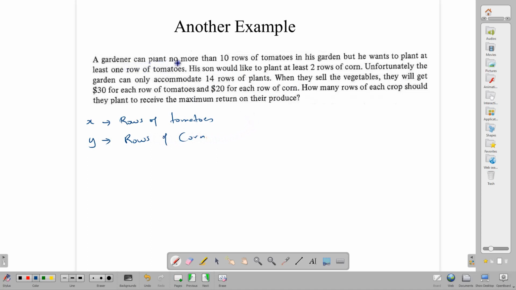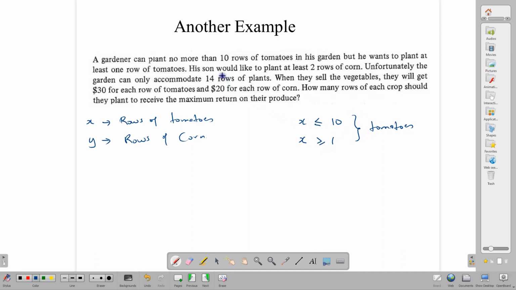All right, so let's look at the situation. A gardener can plant no more than 10 rows of tomatoes. So tomatoes cannot pass 10 rows. So let's write that. It cannot pass 10. So X is less than or equal to 10. Cannot pass 10. But he wants to plant at least 1 row. So he cannot plant more than 10, but he wants to plant at least 1. These are tomatoes.